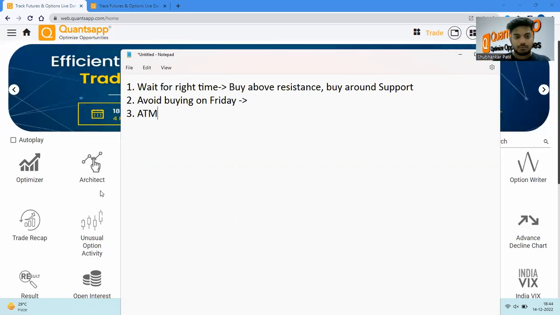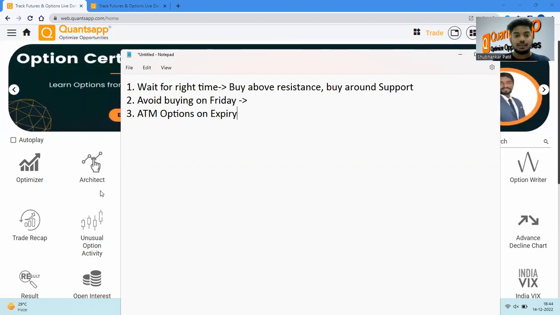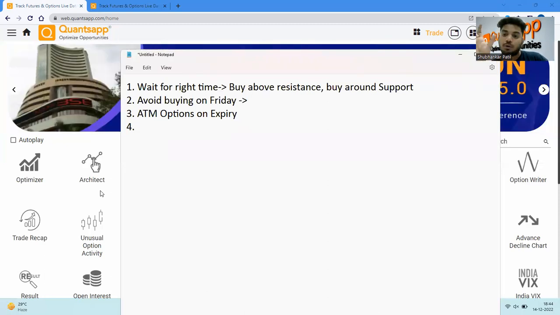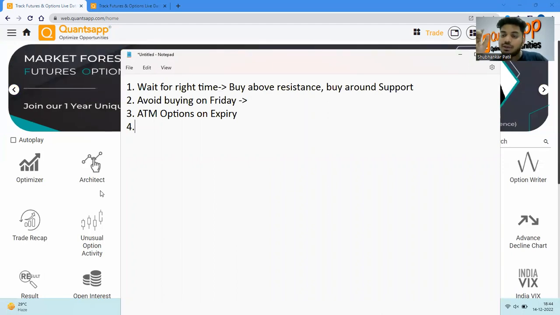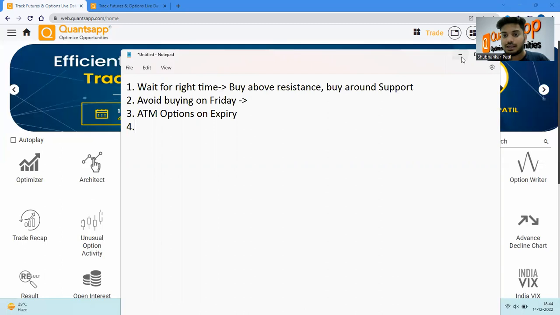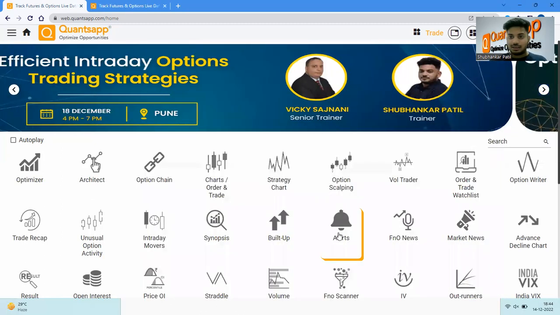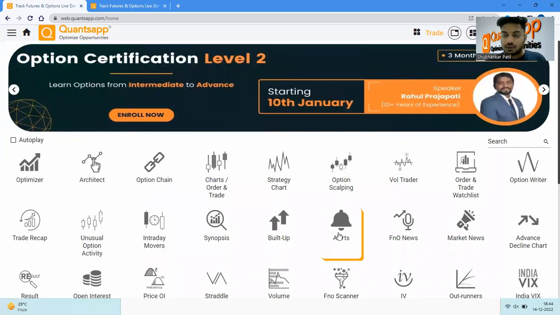Okay, so ATM options on expiry, don't buy an option that is very far away on expiry, because the premium is low. What it will do is create a problem for you, that option will quite often turn to zero, because the delta will be very small, which eventually tells you that the probability of that option expiring in the money is very, very low. Now coming to exits. Exits, again, the same thing. The way you entered your trade is typically how you will exit your trade.